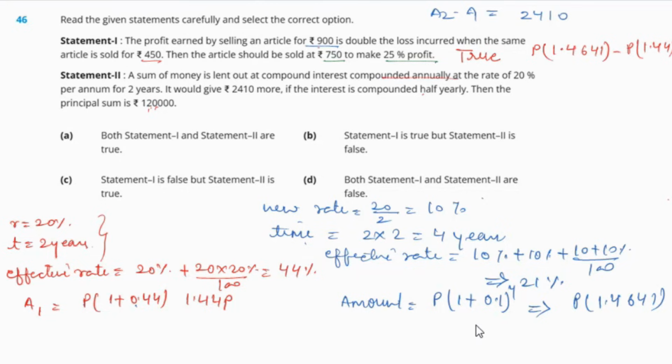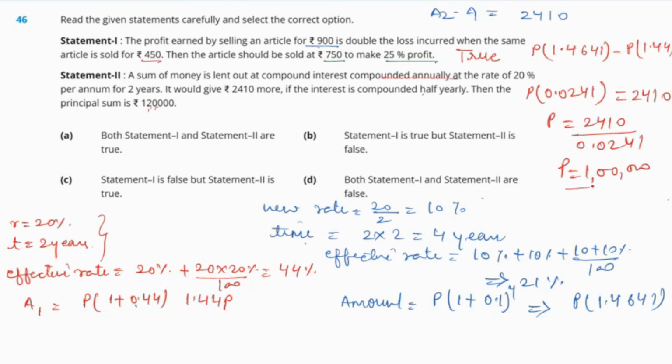So if we subtract, we get P times 0.0241, which equals 2410. So P is 2410 divided by 0.0241, and if we divide it, we get 1 lakh. So the principal we are getting equals 1 lakh, and here it is given as 1,20,000. That's why this statement is wrong. So the first statement is true and the second statement is false, which is option B.